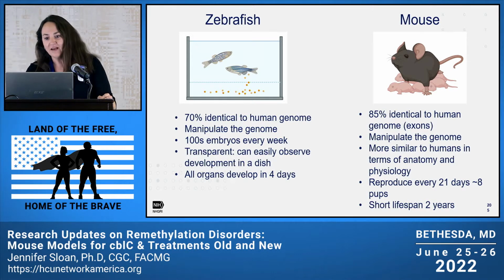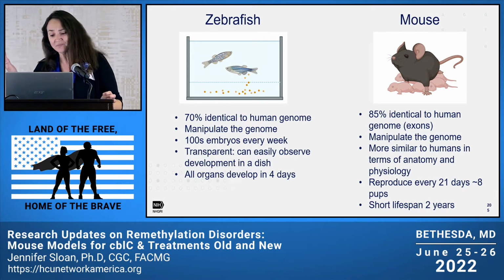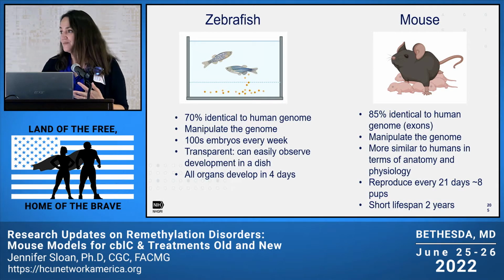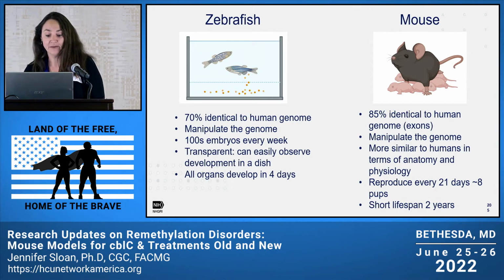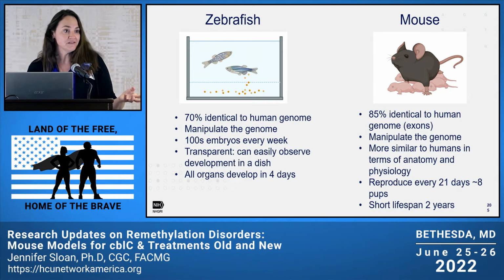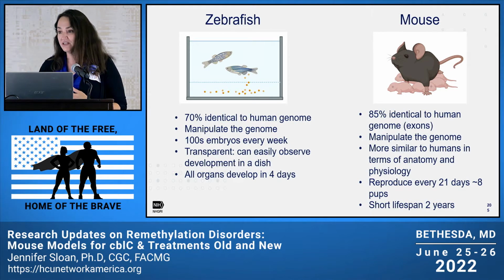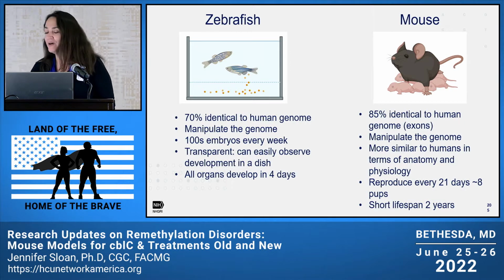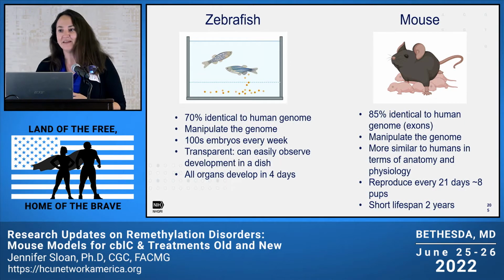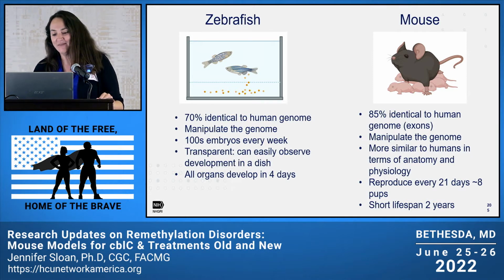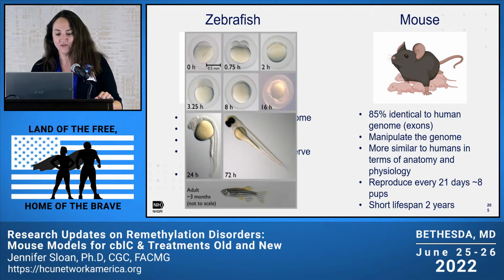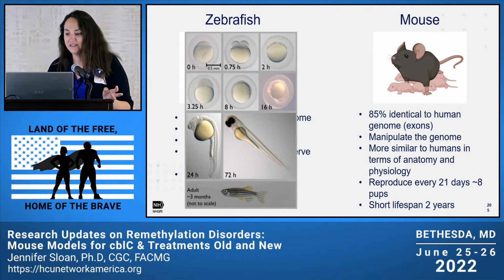And mice obviously have a lot of similar organ systems to us. We can also manipulate their genomes to make a mouse with cobalamin C, for example. They're more similar to humans in terms of anatomy and physiology, and they reproduce quite quickly. We can get a litter of pups in 21 days, so we can make as many mice as we want. But they do have a shorter lifespan, 2 years, so there is some maintenance. And oh, sorry, I forgot I had this nice slide just showing the development of a zebrafish.